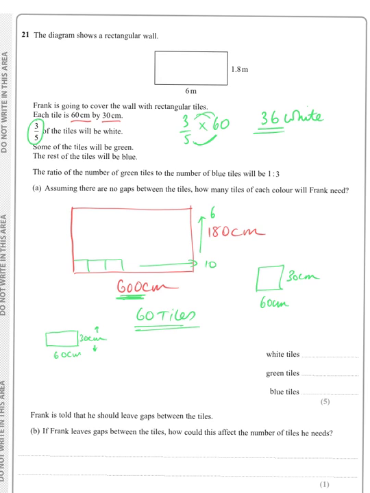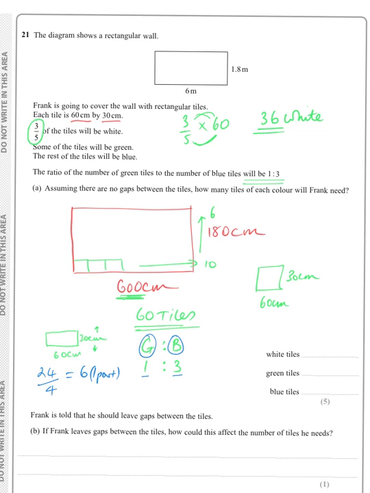and then it says some of the tiles will be green and the rest of the tiles will be blue. So here's our next bit of information here. It says the ratio of the number of green tiles to the number of blue tiles is 1 to 3. Well, if we recap over what we've already got, we've worked out that there was 36 white and there were 60 tiles altogether. So we can see that 60 take away 36 leaves us with 24 tiles of differing colours, i.e. green or blue. So the ratio is 1 to 3. So how many parts is that? Well, it's 1 part and 3 more. So it's 1 and 3, that's 4 parts. So if we divide the 24 by 4, we get 6, and that would represent 1 part.